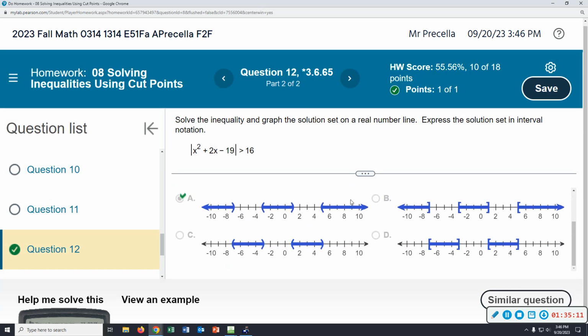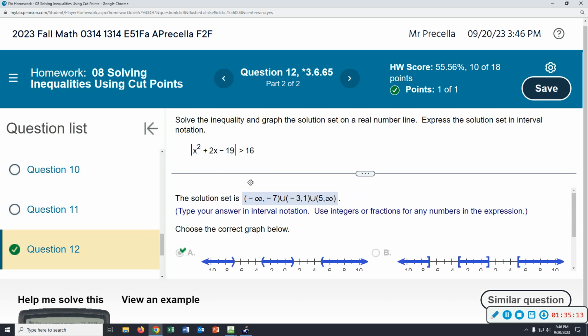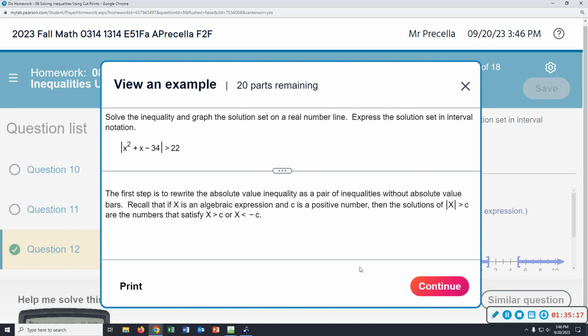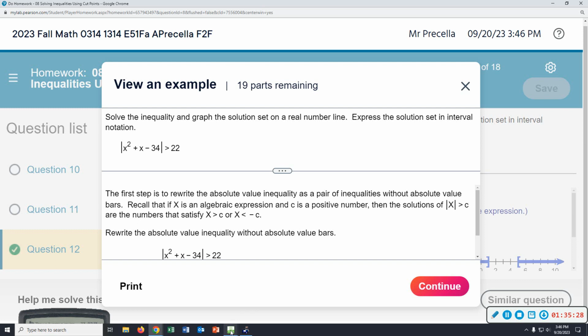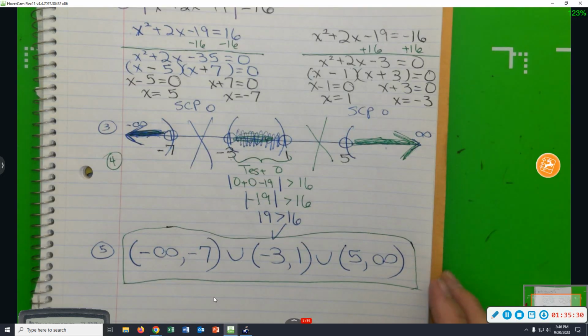And you might wonder, why the heck, it seems like you sort of have to have the number line before you have the answer in interval notation. If you're a view-an-example person, please, please, please don't do that. This is a doozy, what they have here.